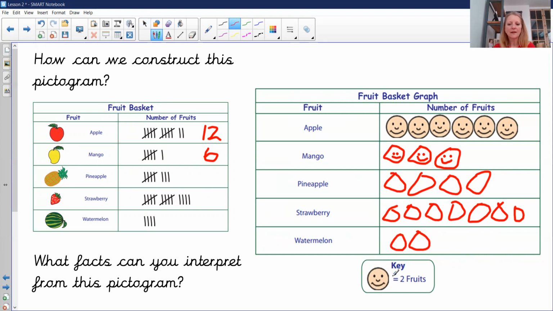Okay, so my symbol, that's what was the important thing here in the key. The one smiley face symbol meant 2 fruits.